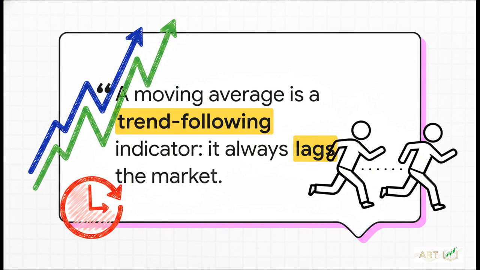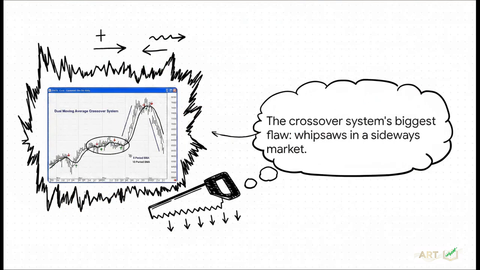Seriously, think of them like looking in your car's rearview mirror. They're what we call lagging indicators, meaning they are always reacting to what has already happened. Now, when you're in a strong trend, that little bit of lag is totally fine. But when the market starts moving sideways with no clear direction, that's when the whole system just falls apart.